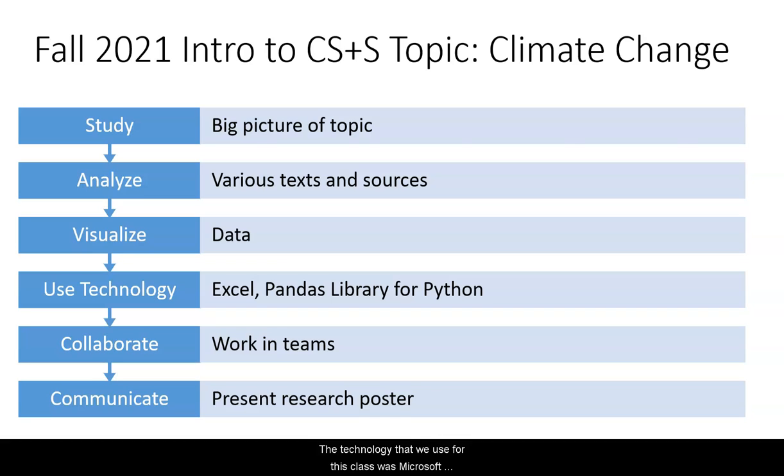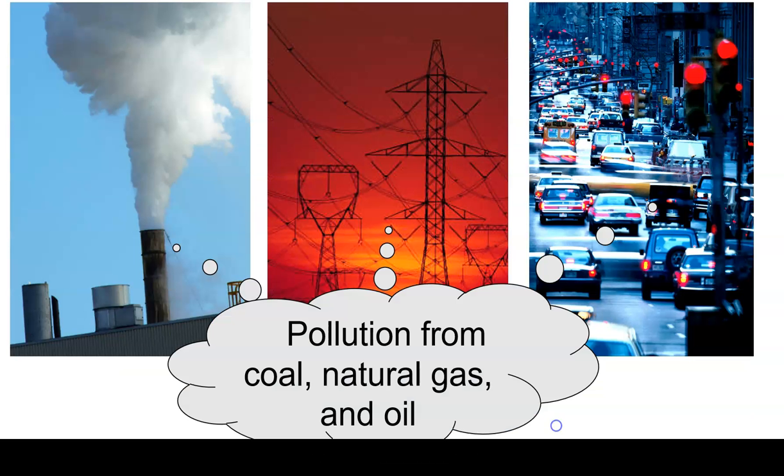So the technology that we used for this class was Microsoft Excel as a starting point, and after that, the Pandas library for Python. Students worked in teams, learning how to collaborate, and at the end of the semester, they presented their own research posters, one for each team. So the types of questions we were looking at had to do with pollution. We thought about the ways that the Earth has been affected by pollution from coal and natural gas and oil.